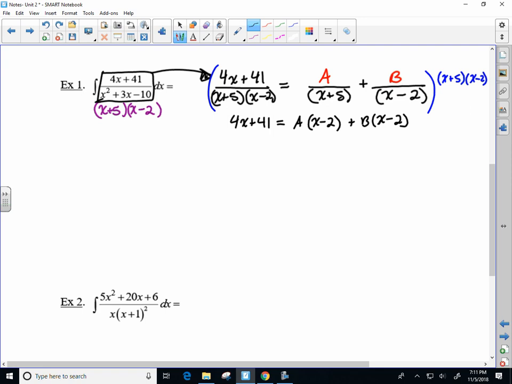Some people like to do numerical substitutions at this point. I don't like doing it that way. I like to do it strictly algebraically. So this is my technique. Distribute.